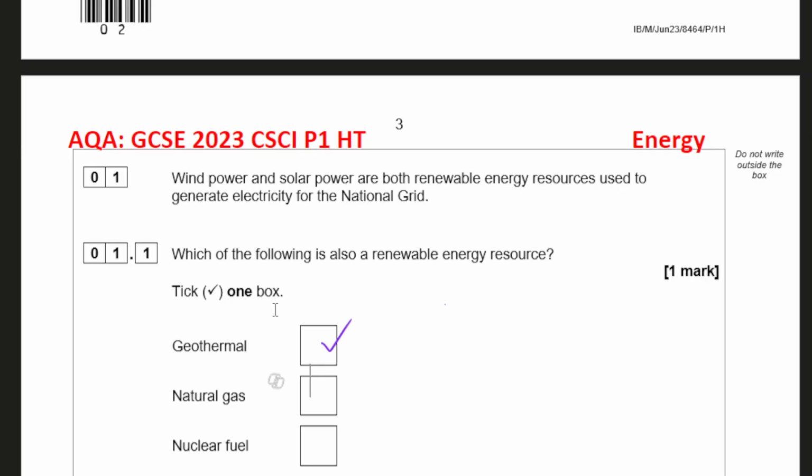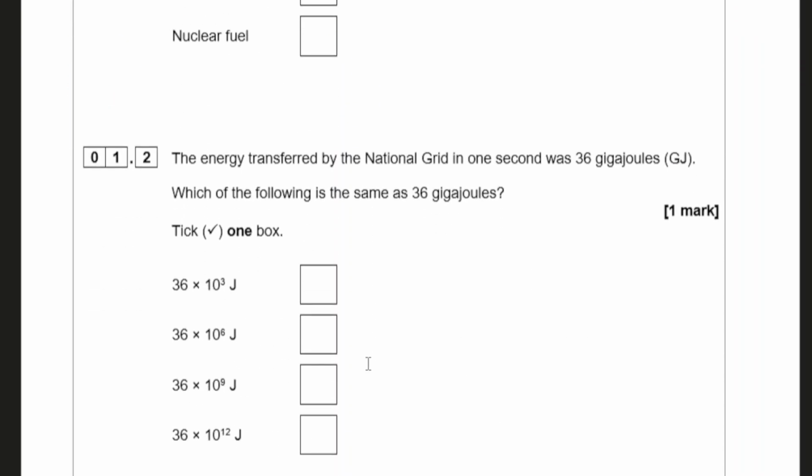Question 1.2. The energy transferred by the national grid in 1 second is 36 gigajoules. Which of the following is the same as 36 gigajoules? 36 gigajoules is 36 times 10 to the power 9 joules.